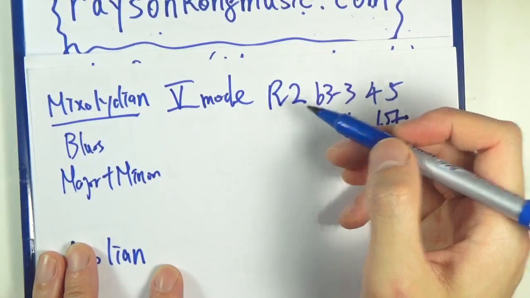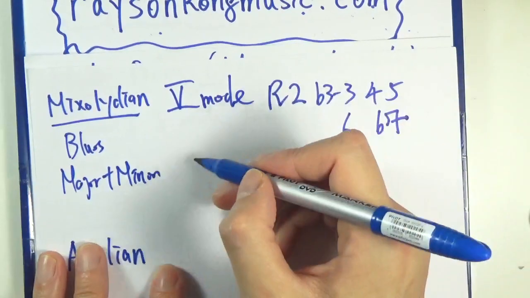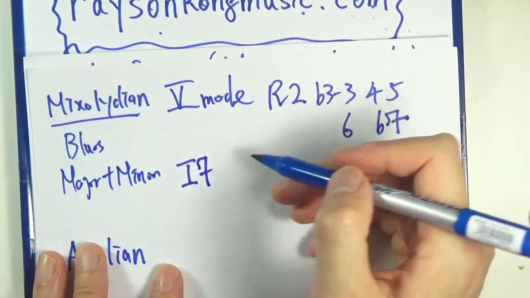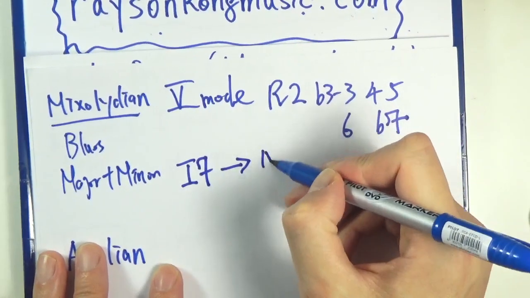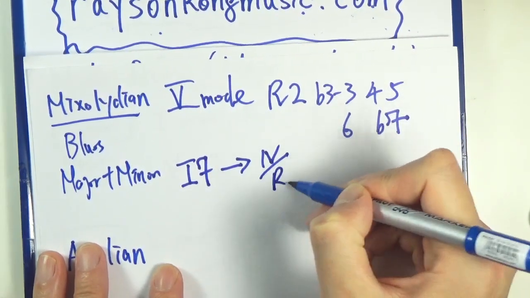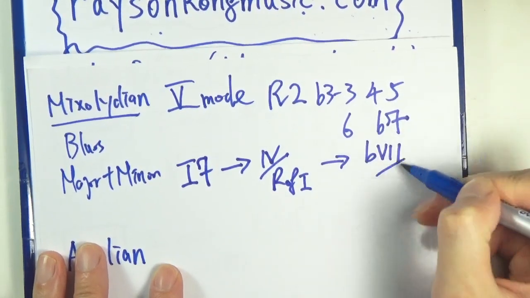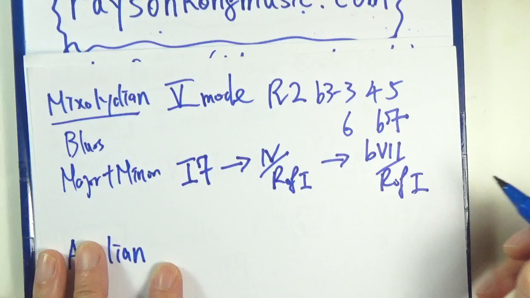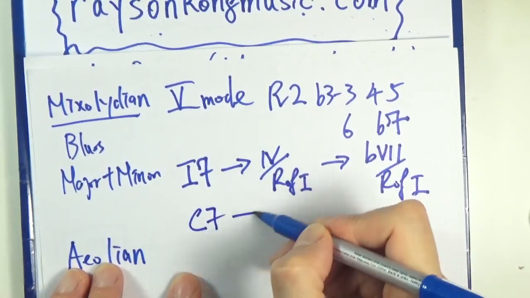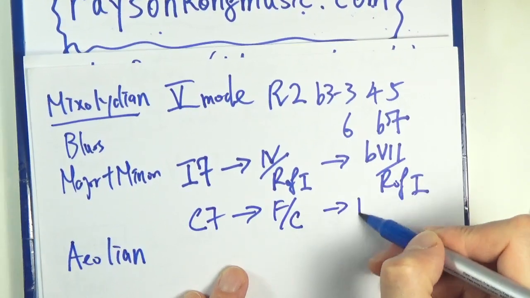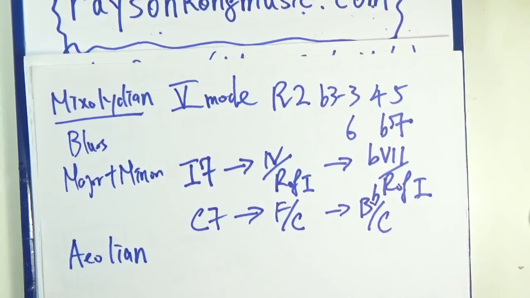And a Mixolydian chord progression would be going from 1 chord. You can go for a dominant 7 chord here, going into a 4 on root of 1, going into a flat 7 on root of 1. So C7 going into F on C, going into B flat on C.